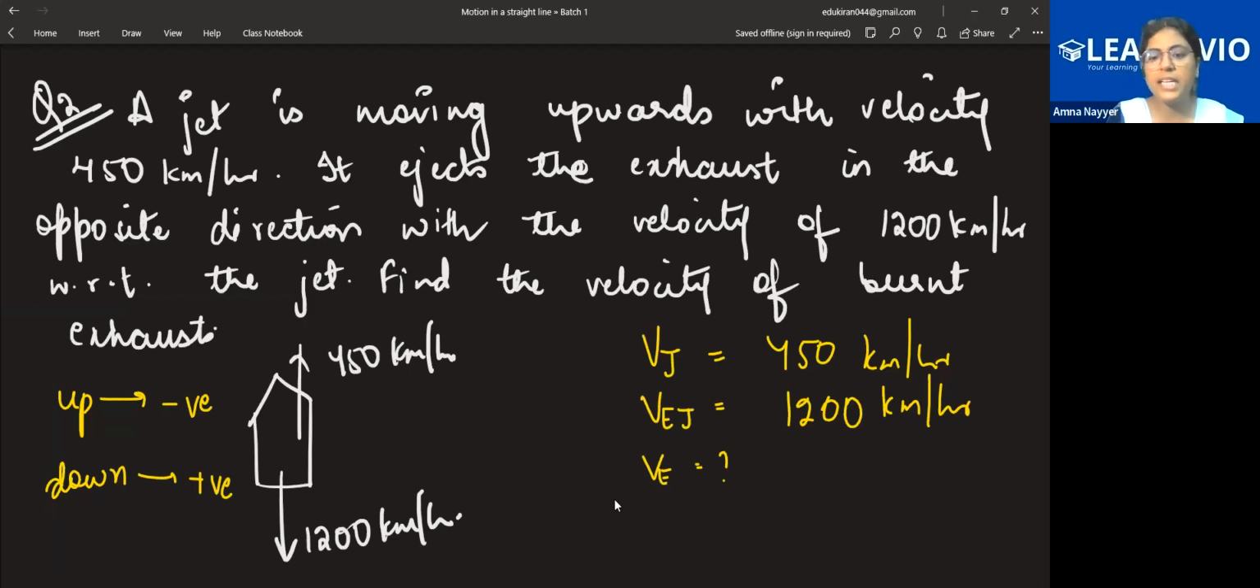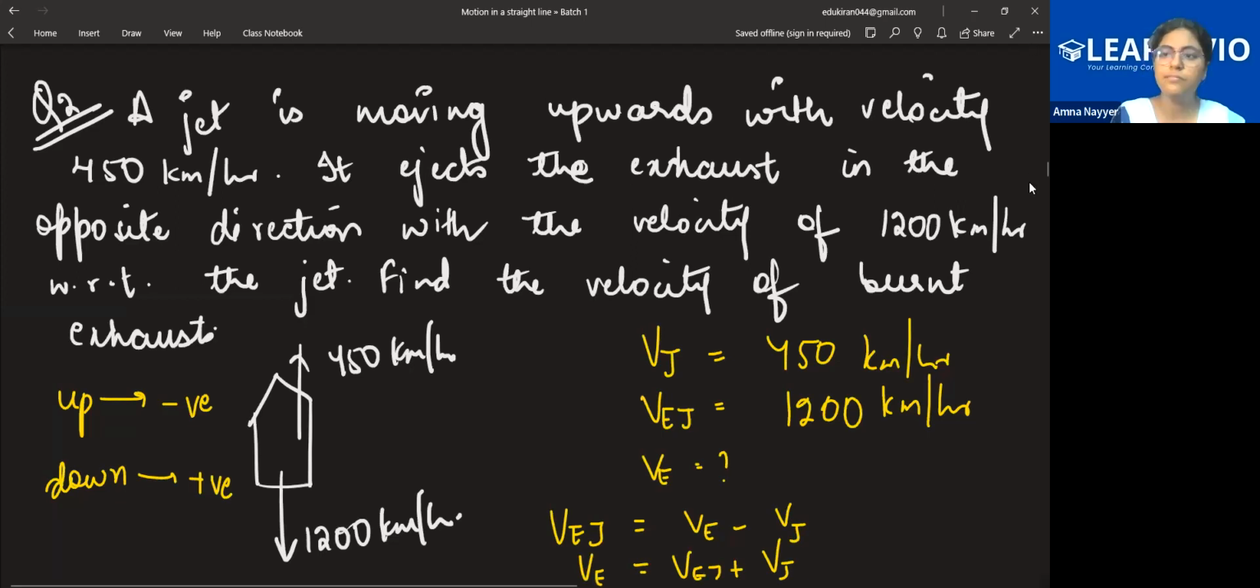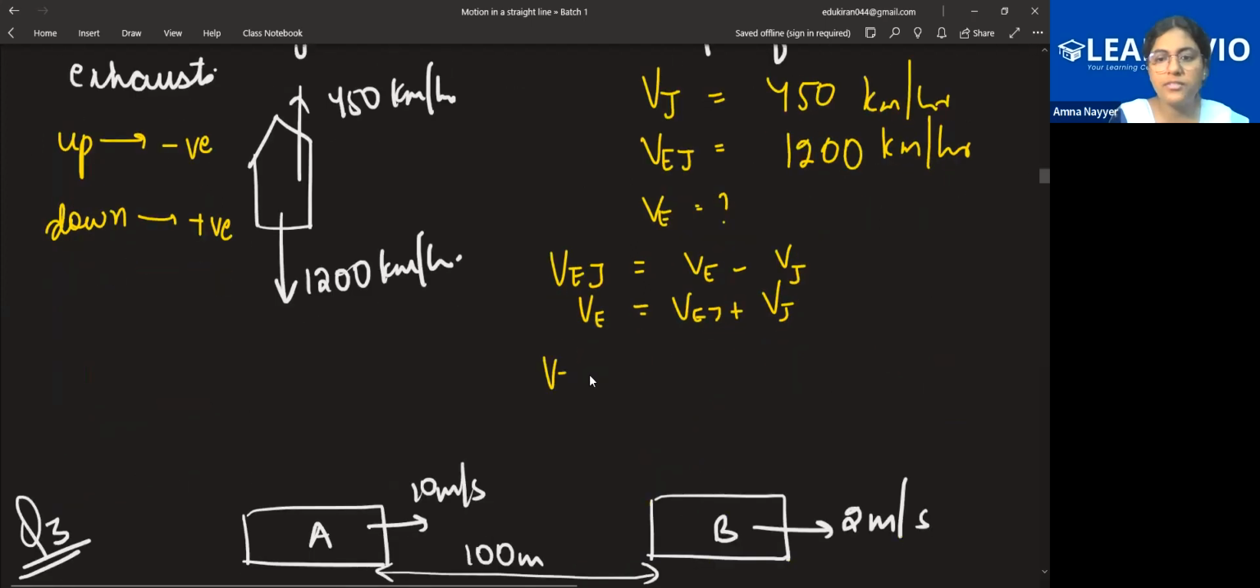So see, Vej means Ve minus Vj. So Ve would be Vej plus Vj, right? So what is Vej? The velocity is 1200, right?